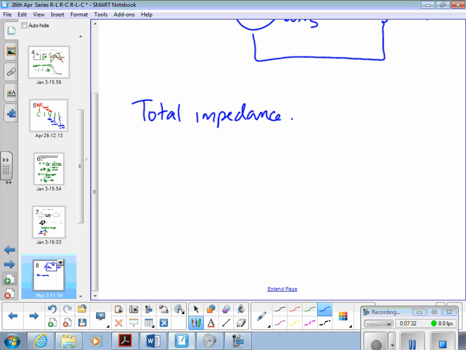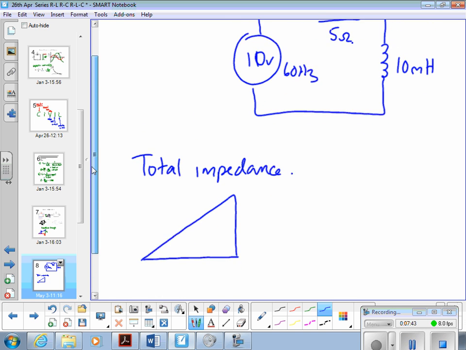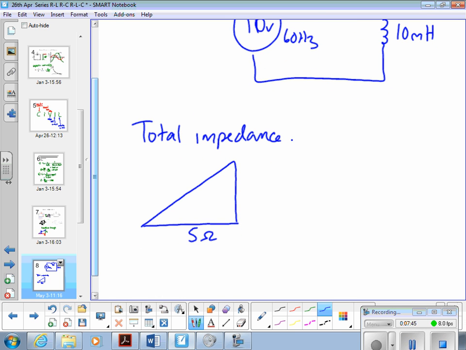Total impedance. We've got this triangle here, and we know this. That's 5 ohms. What's XL equal to? Two pi FL. 2 pi times the frequency 60 times the inductance 10 times 10 to the minus 3 equals.